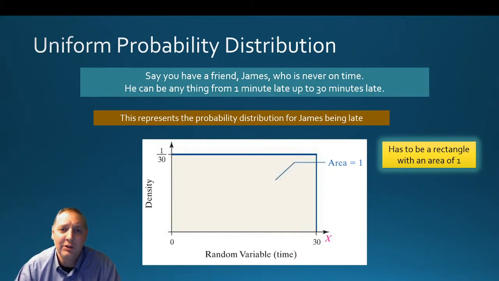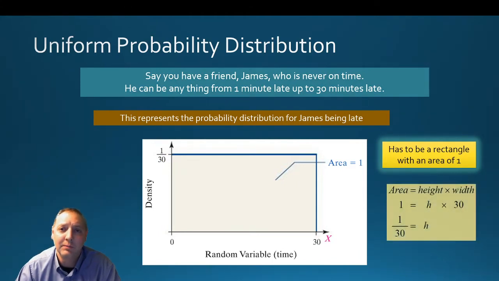Now one thing to note on this is we have a height up here of 1/30th. Now this won't always be given to us. We'd have to calculate that on our own. And we can do that by working through the area formula for rectangles. So the width of it was determined by the premise of the experiment. He's 0 to 30 minutes late, so the width is 30.